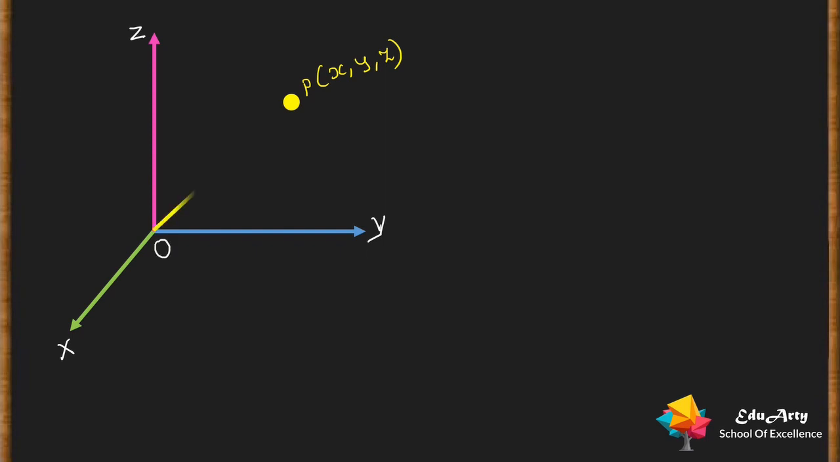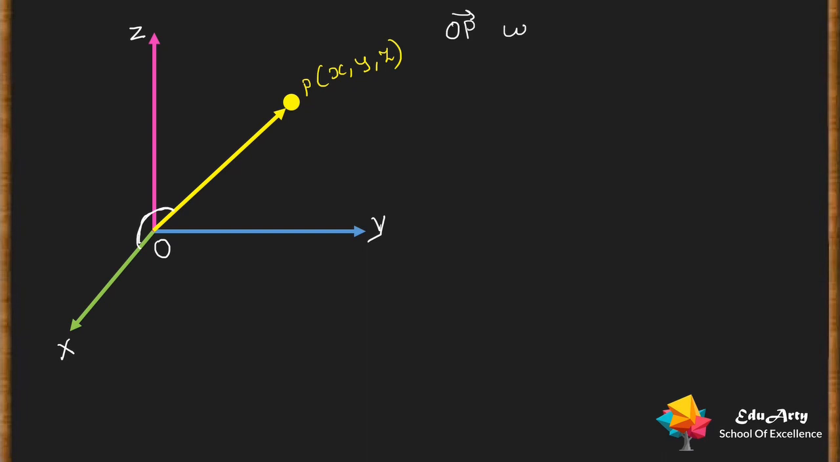We know that this line from the origin which touches P, correct? This is our OP vector, our position vector. Now, even if we know the angle that this vector is making with the x-axis, how will it help us?